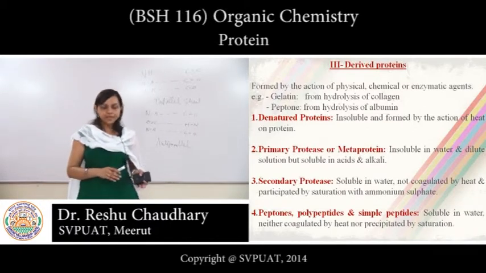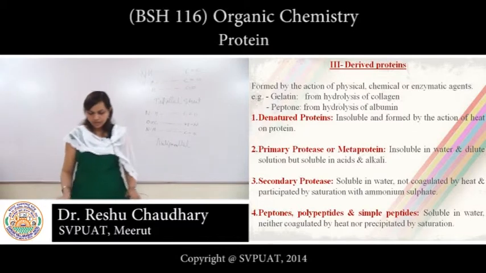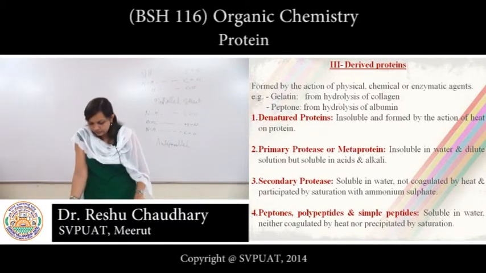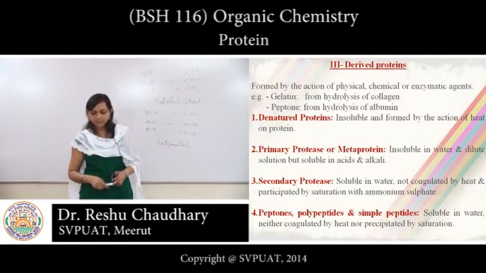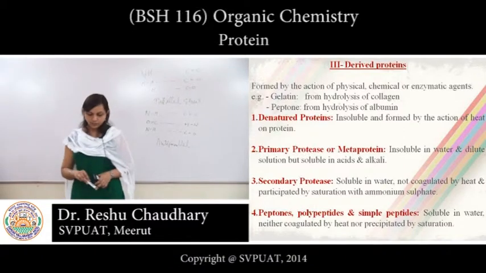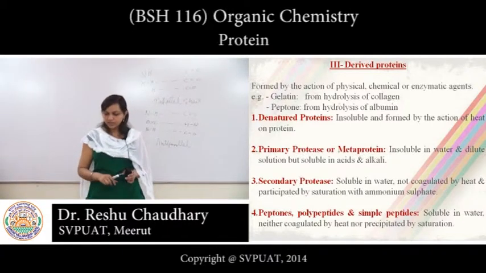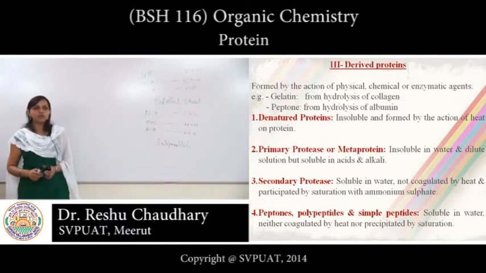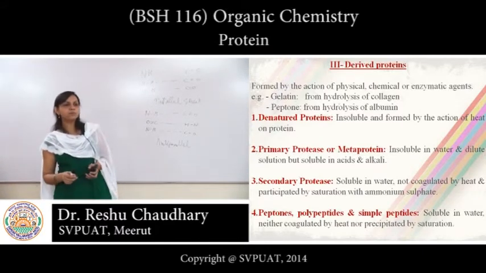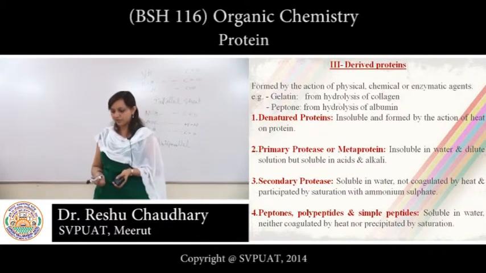Second one is primary proteose or metaprotein. These are also insoluble in water and dilute solutions and soluble in acids and alkali. Third one is secondary proteose. These are soluble in water, not coagulated by heat and precipitated by saturation with ammonium sulfate. Fourth one is peptones, polypeptides or simple peptides. These are soluble in water, neither coagulated by heat nor precipitated by saturation with ammonium sulfate. On the basis of molecular structure and behavior, proteins may be classified into two types. One is globular protein and second one is fibrous protein.